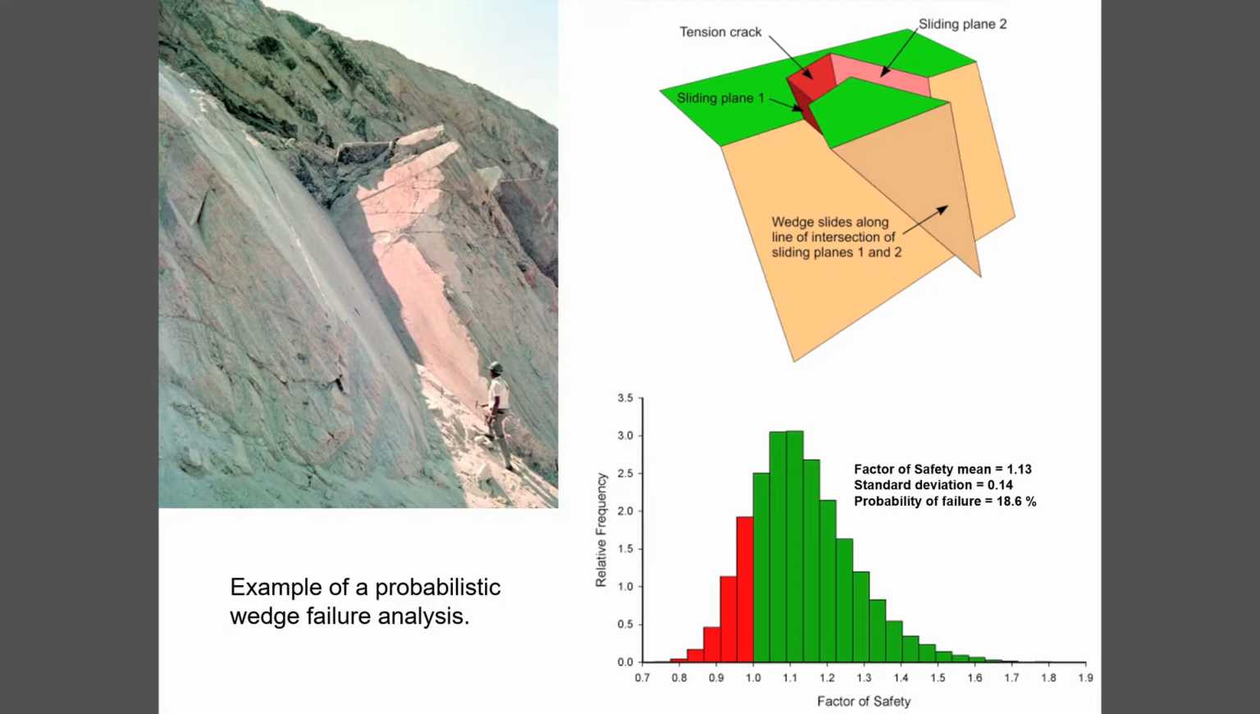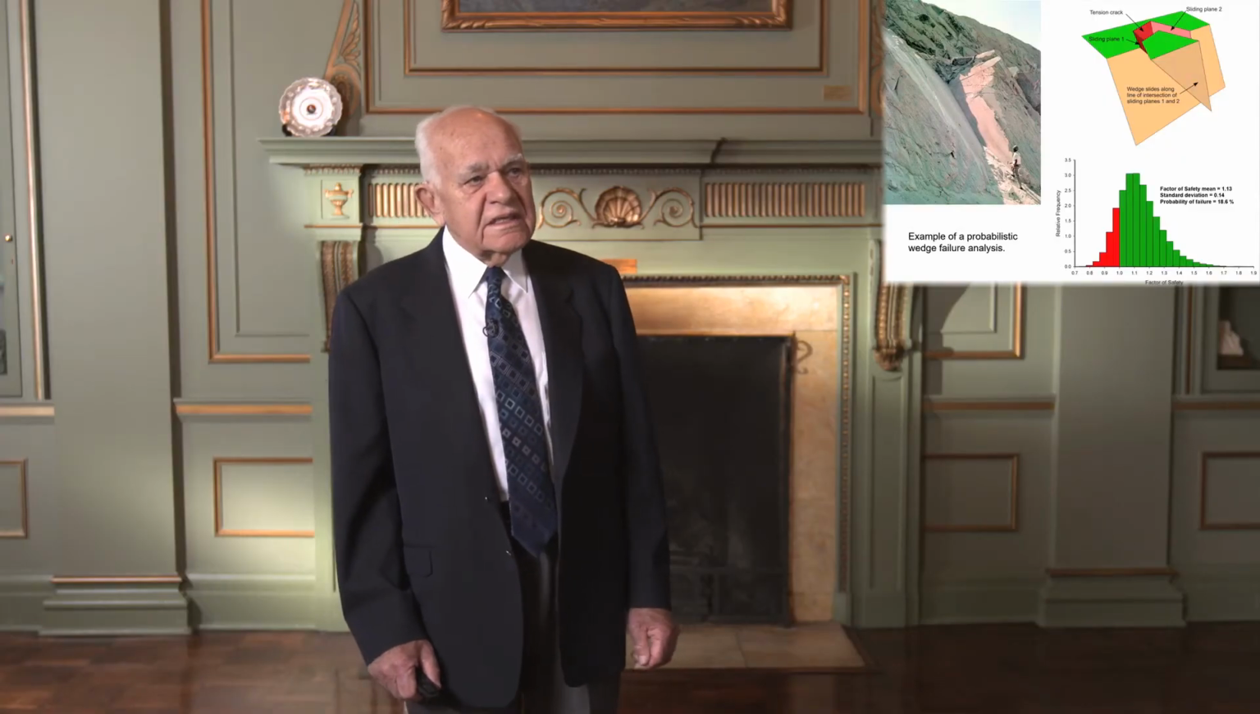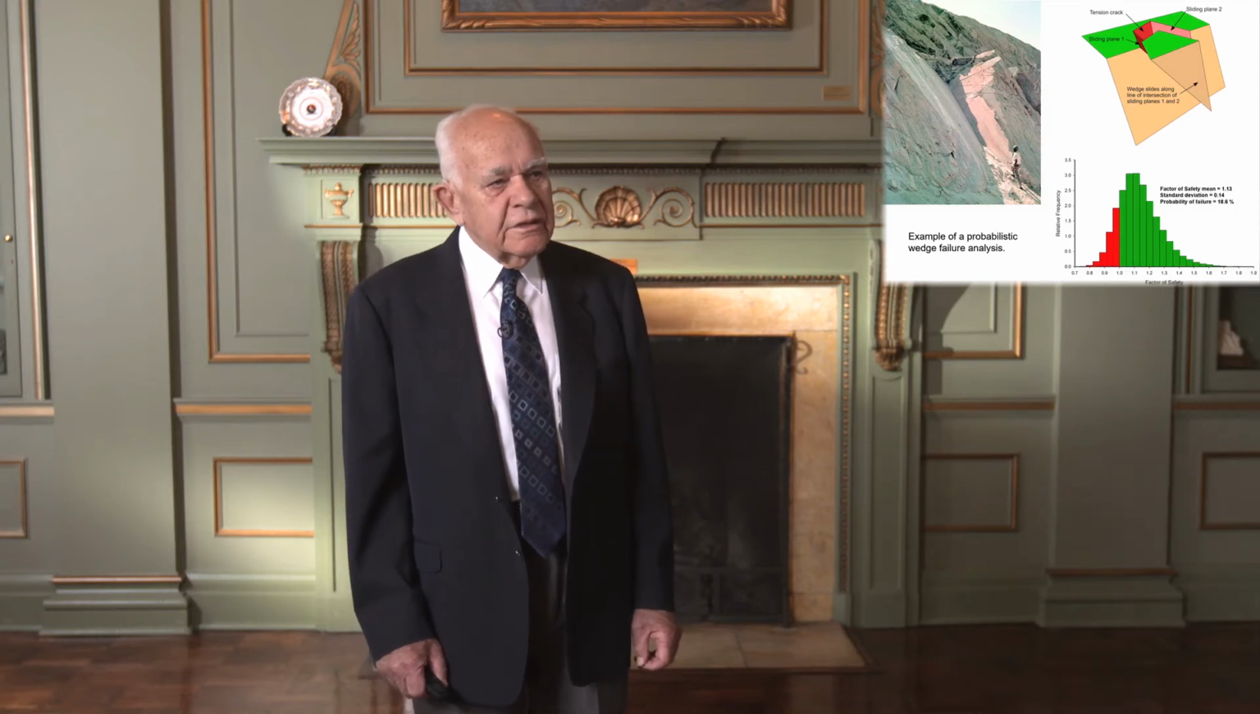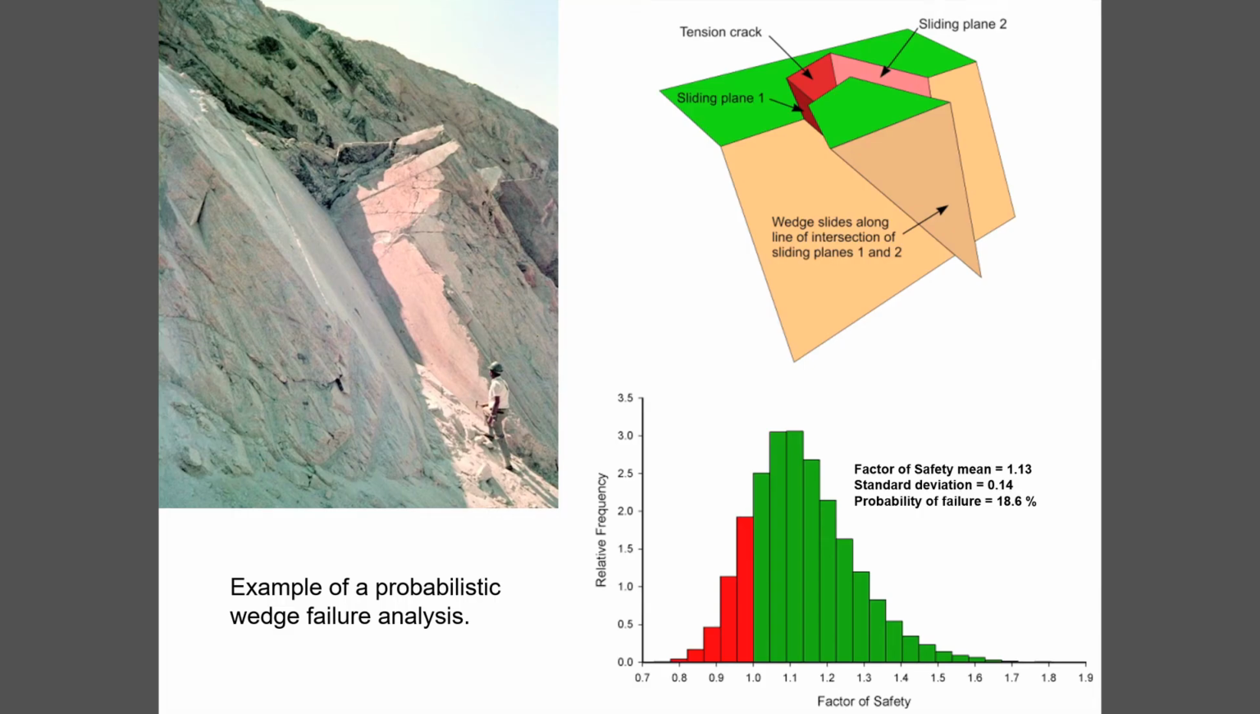I mentioned wedge failure in the previous slide, and this is an example on an open pit mine bench, and the upper right-hand drawing shows the wedge analysis that we perform to understand this type of failure. And although it's a fairly simple analysis, it does allow us to do probabilistic analysis. And so the lower right shows a distribution of factors of safety calculated for this wedge failure.